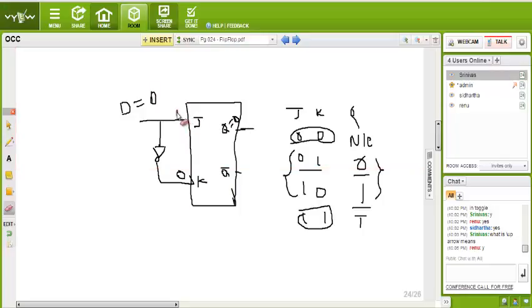Now check how it is possible. Suppose we give 0 in D, then what happens? This 0 comes to the J and 1 comes to the K. Now as per our truth table, we know if J equal to 0, K equal to 1, then what happens on Q? Will it be 0 or not?